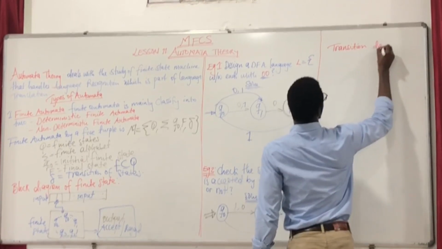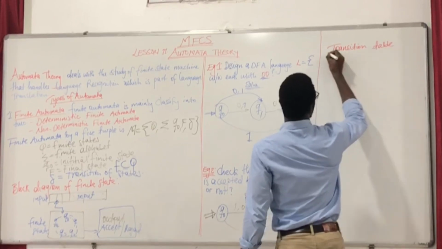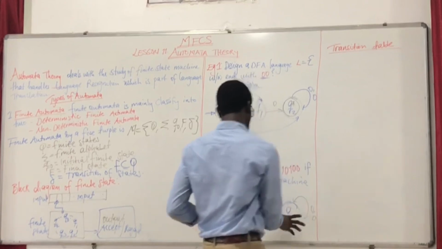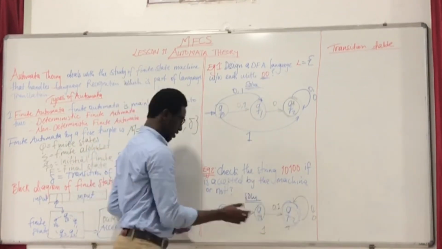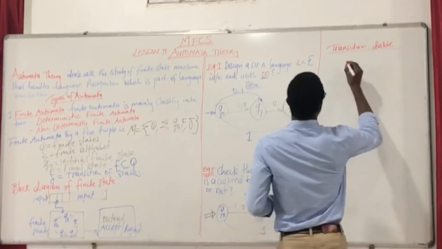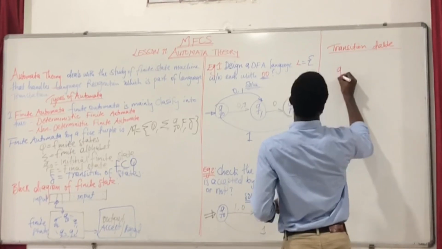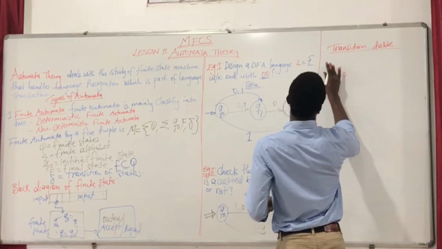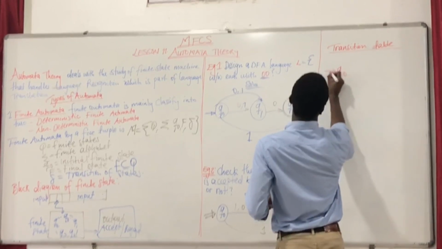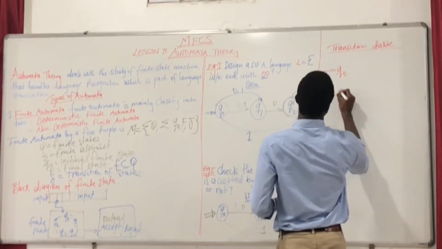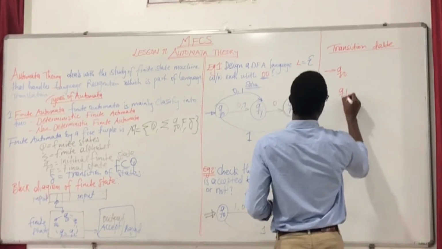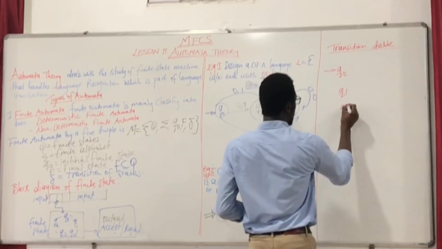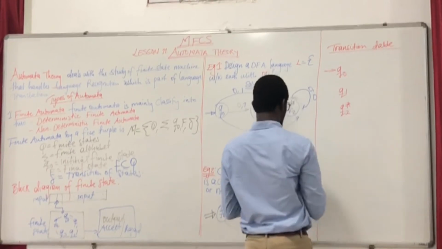Transition table. So this transition table, we design according to these states here. First we say Q0 comes with an arrow, then we have Q1 and we have Q2. As I said, you can either give 2 circles or give a star to this.